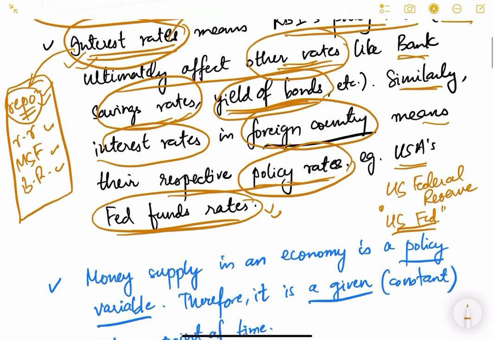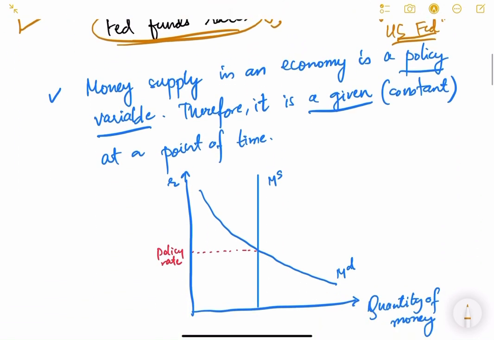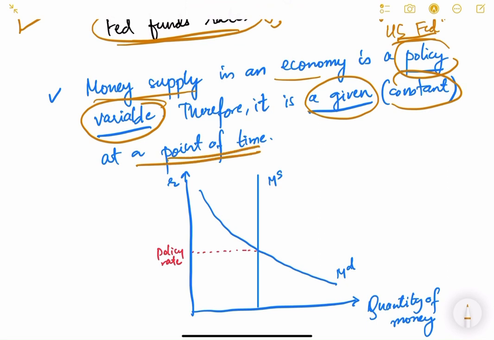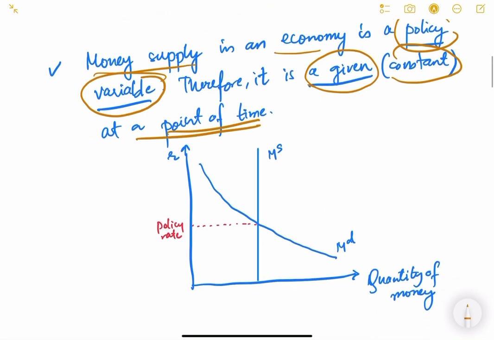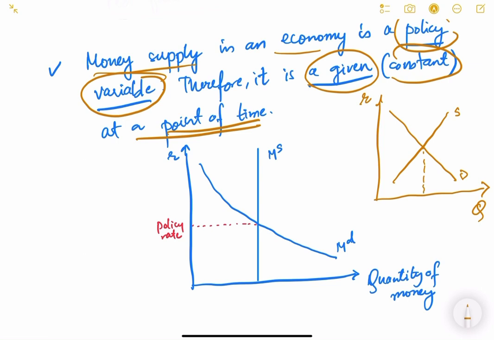The second thing that we need to keep in mind is that money supply in an economy is a policy variable. Therefore it is a given that is constant at a given point of time. Until now, in the financial market, we had seen the demand for money and the supply of money. Here was the interest rate, the price per unit of money you have to pay, and here was the quantity of money in the market. This was the equilibrium quantity and this was the equilibrium interest rate.